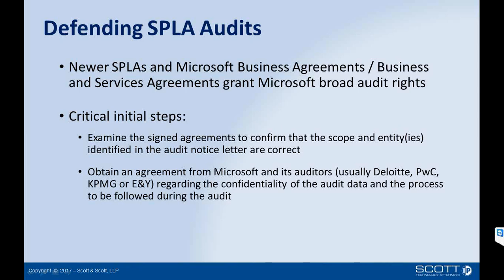So one of the things that we look at initially is, what do the agreements say? What's the scope of the audit? What contracts are being audited? Because SPLA agreements are 3 years in nature. If you get a SPLA audit in year one of a new agreement, but you had one before, it's fairly common that Microsoft will attempt to audit both agreements at that time. And so the first thing we look at is, okay, what's the scope? What are the entities that are included? What's the geography? And we try to limit that as much as possible.